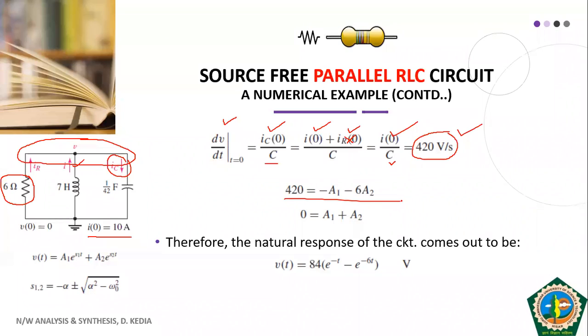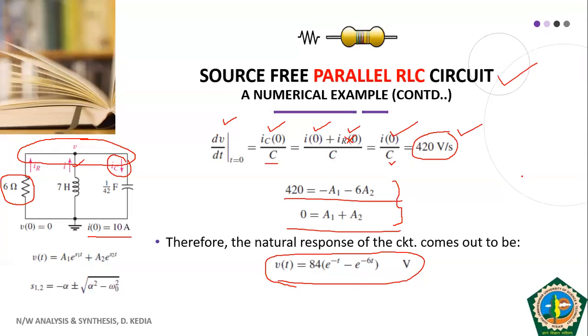So we get the second equation, that is 420 equal to minus a1 minus 6a2. Our first equation was 0 is equal to a1 plus a2. And from these two equations, we can calculate the value of a1 and a2. So a1 and a2 come out to be 84 and minus 84. And if you substitute that, you get this form of natural response for the source-free parallel RLC circuit.